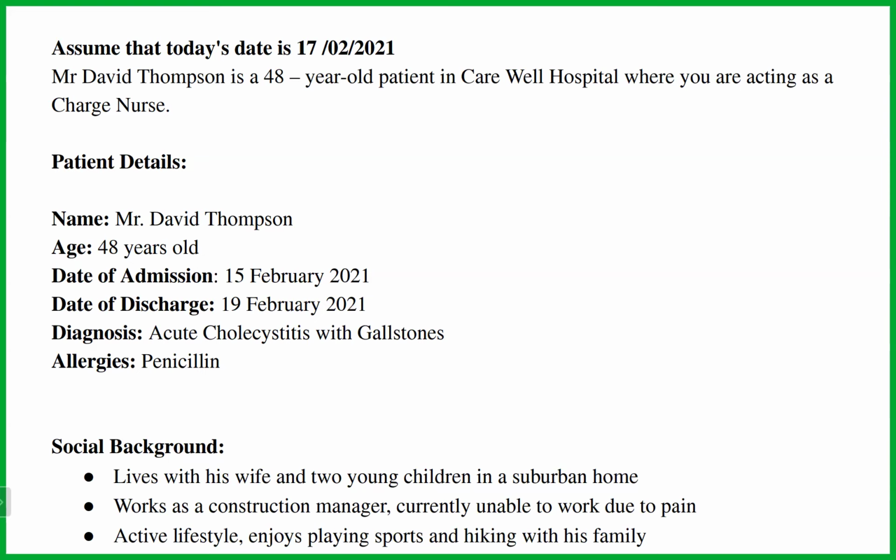In the patient details, the name of the patient is given, Mr. David Thompson. Age also is given, 48-year-old. Date of admission 15 February 2021. Date of discharge 19 February 2021. In the diagnosis, acute cholecystitis with gallstone. And the patient has an allergy to penicillin. Patient is allergic to penicillin. These are the basic information regarding the patient.